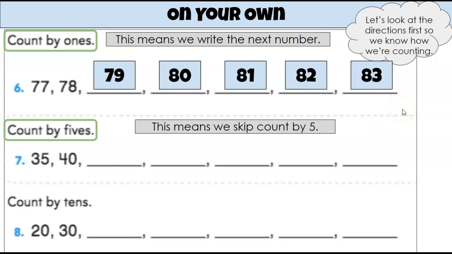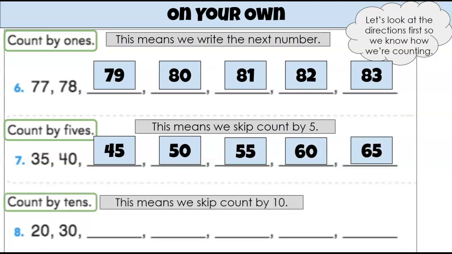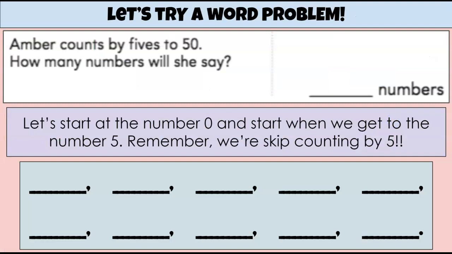So count by fives. We're going to count by fives. So 35, 40, 45, 50, 55, 60, 65. All right, we're going to circle those directions again because they changed. Count by tens. This means we skip count by 10. 20, 30, 40, 50, 60, 70, 80. Good job.